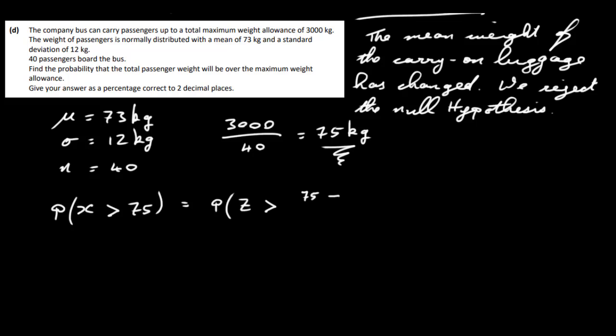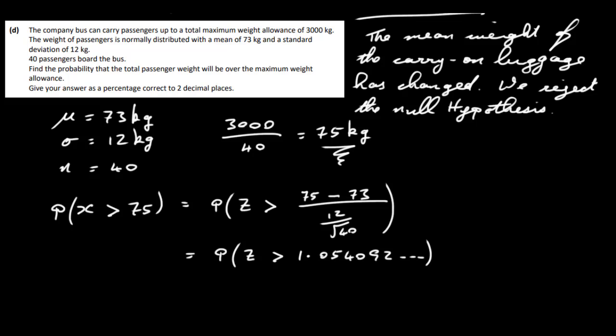So we're going to subtract the mean, which is 73. We're going to divide that by sigma, which is 12, over the square root of 40. This is our z value. So when you work that out, you get the probability of z being greater than 1.054092 and so on. So this is what we've got to look up in our tables.